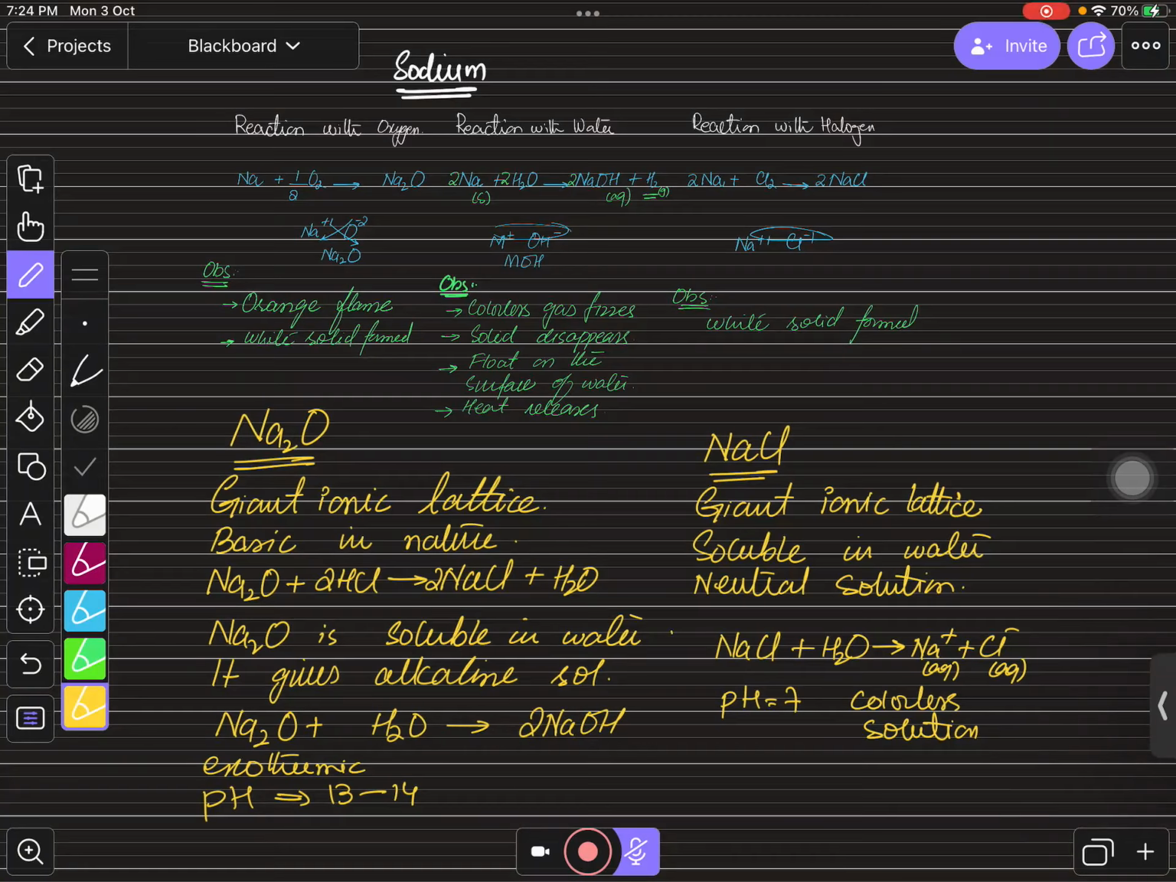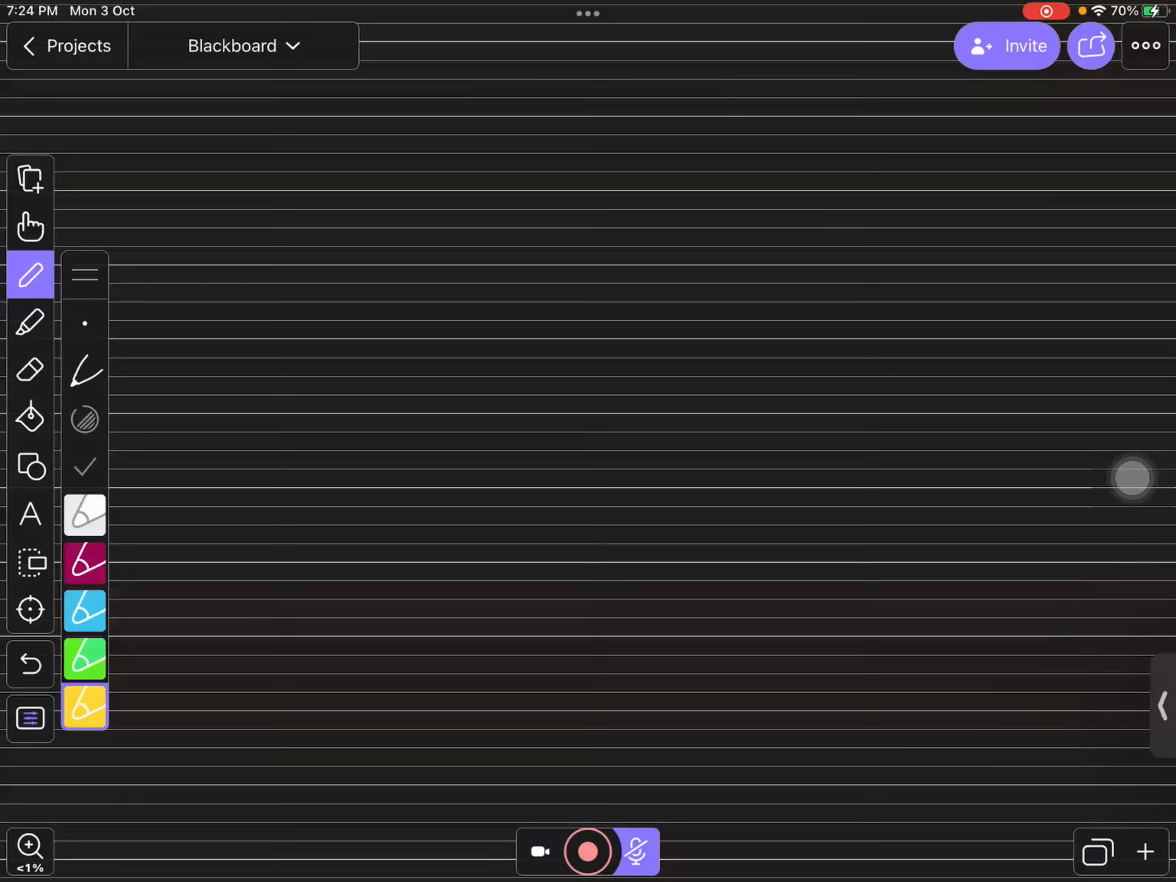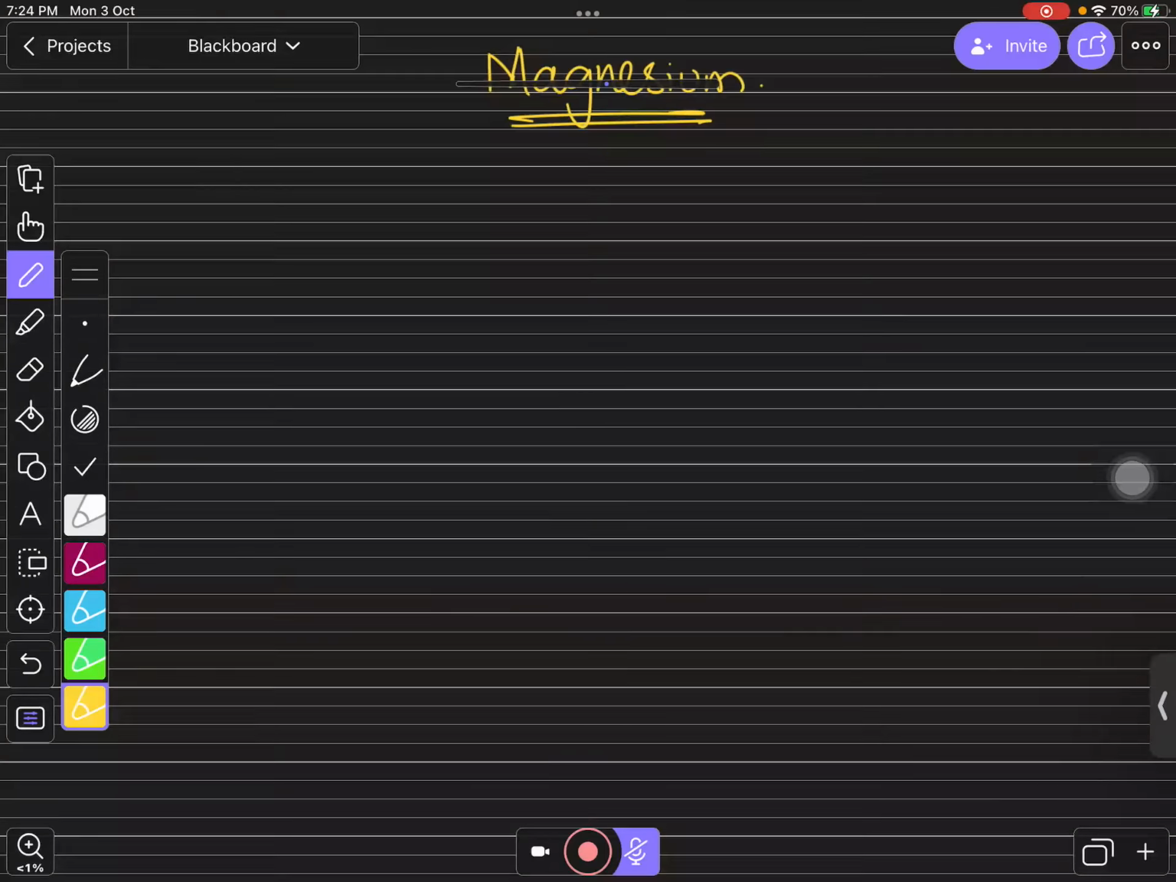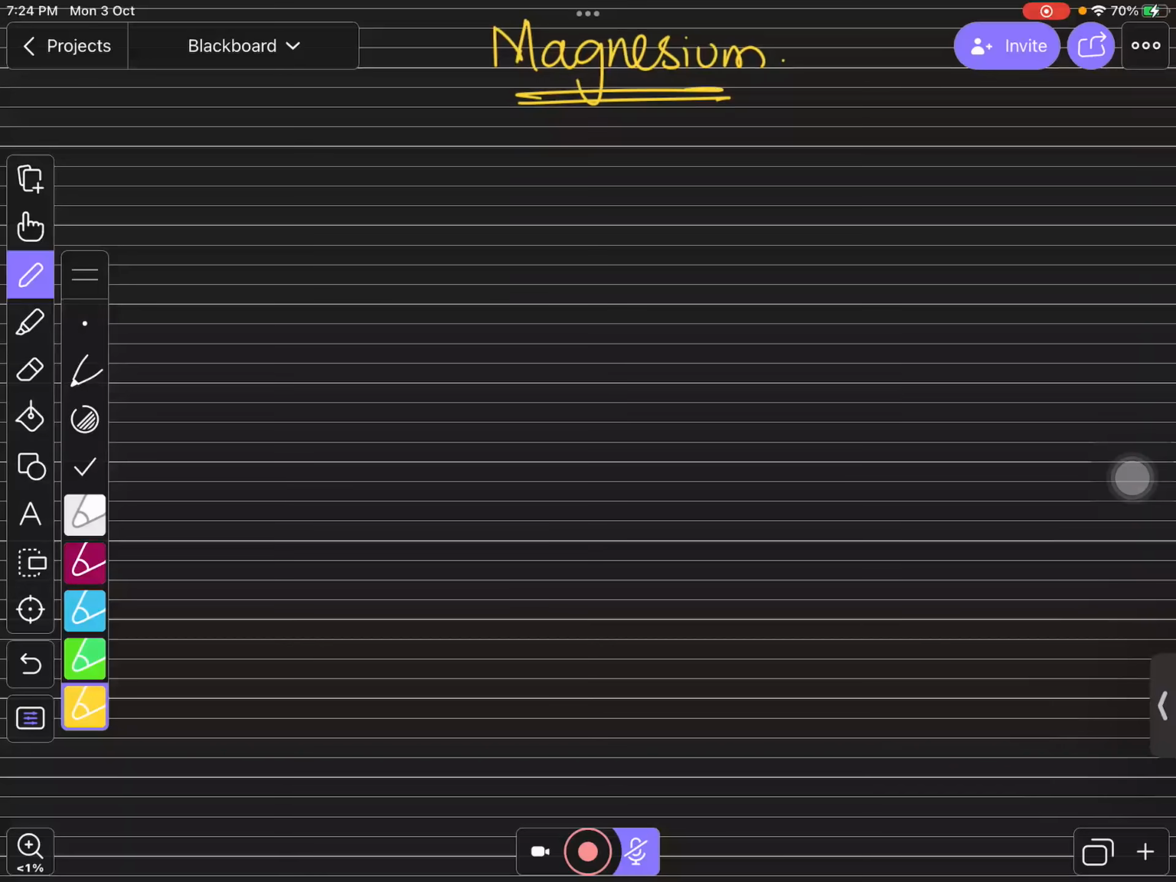Okay, so now let's talk about magnesium, the second member of period 3, right? If you talk about magnesium, let's talk about the reaction with the following species. The first one is the reaction with oxygen.